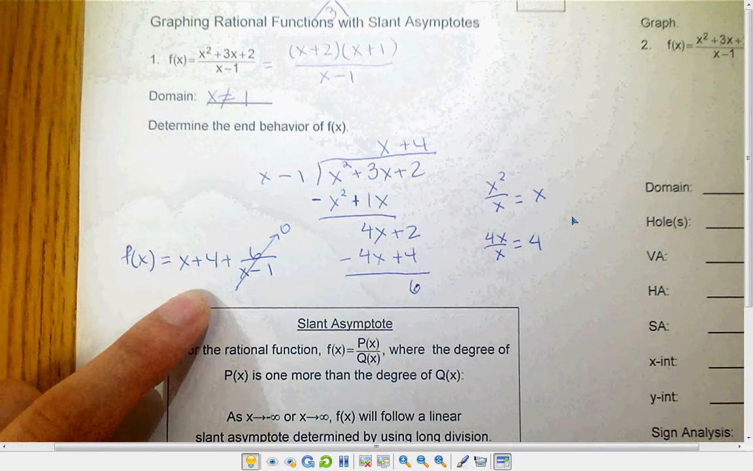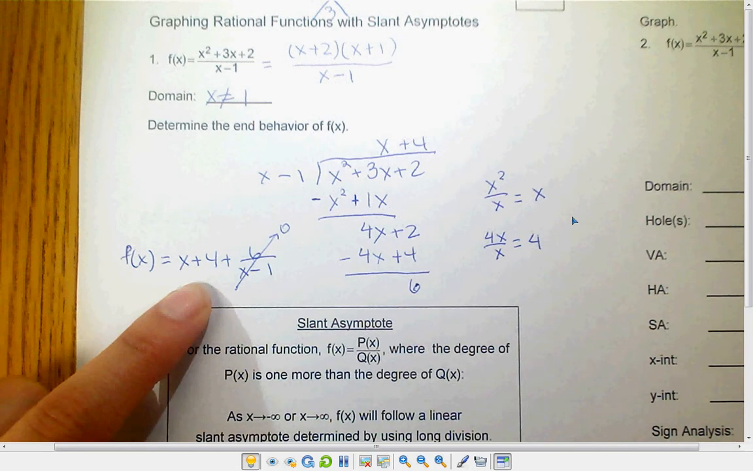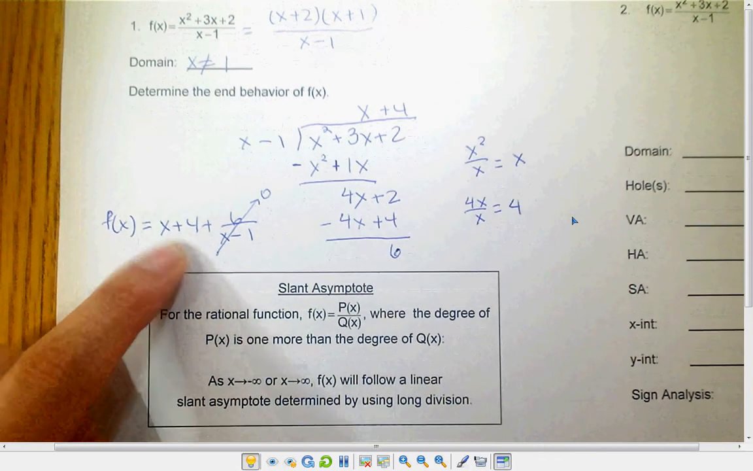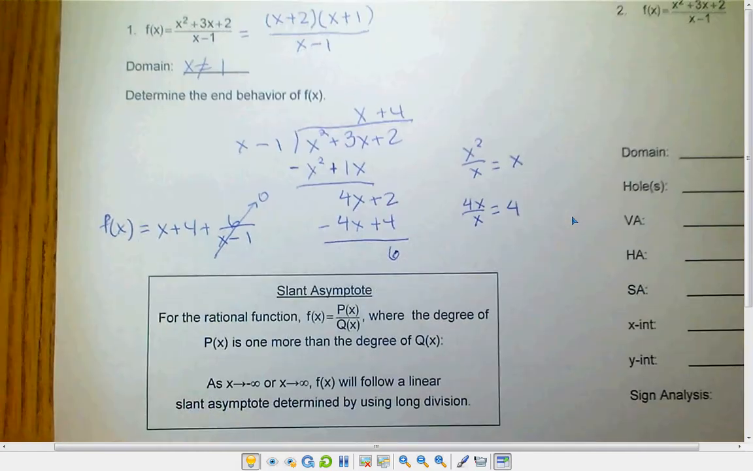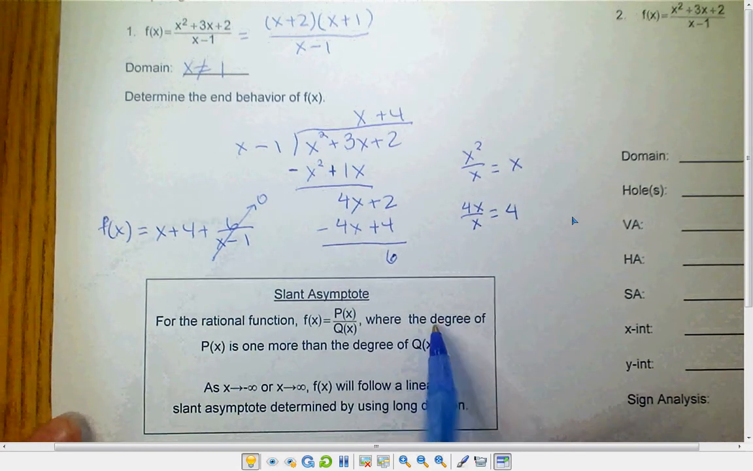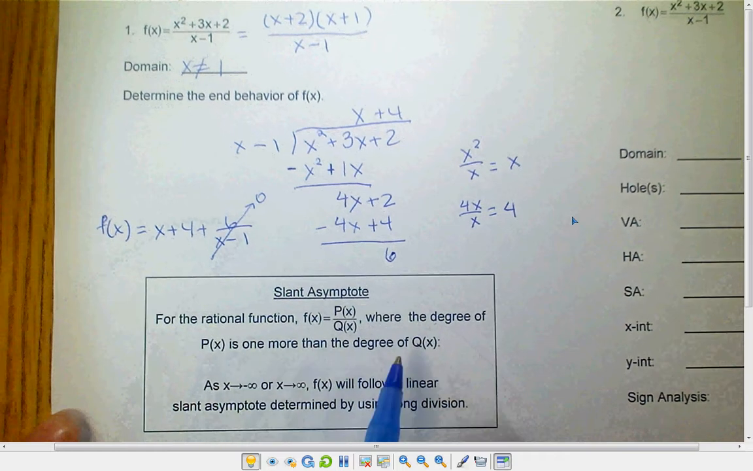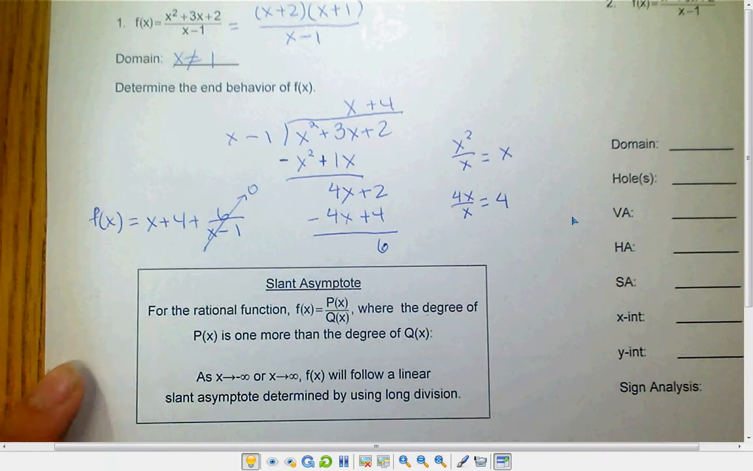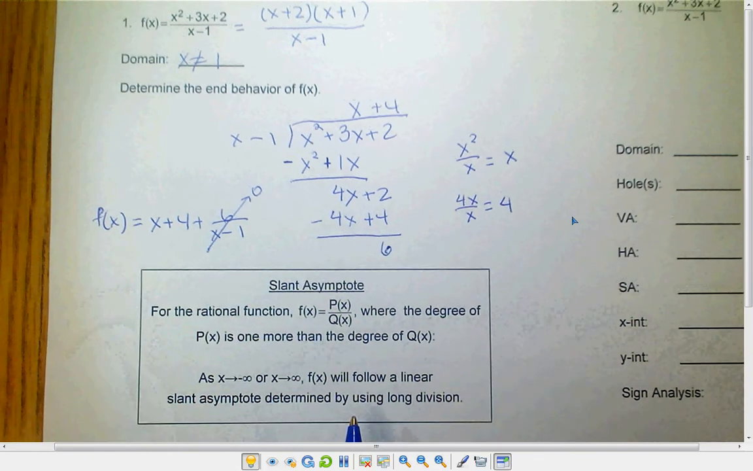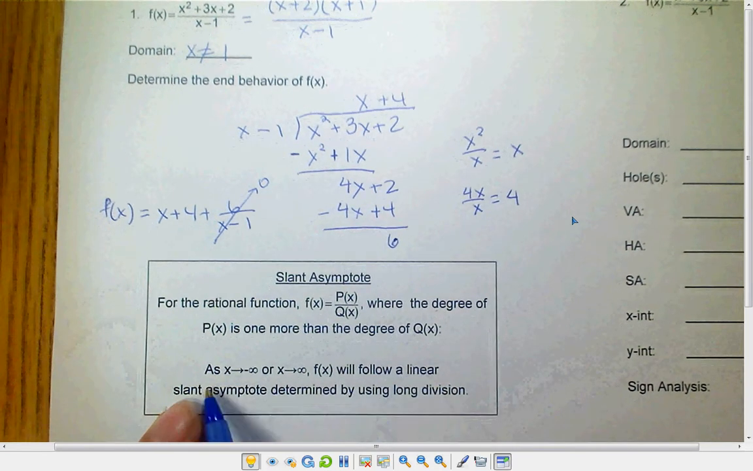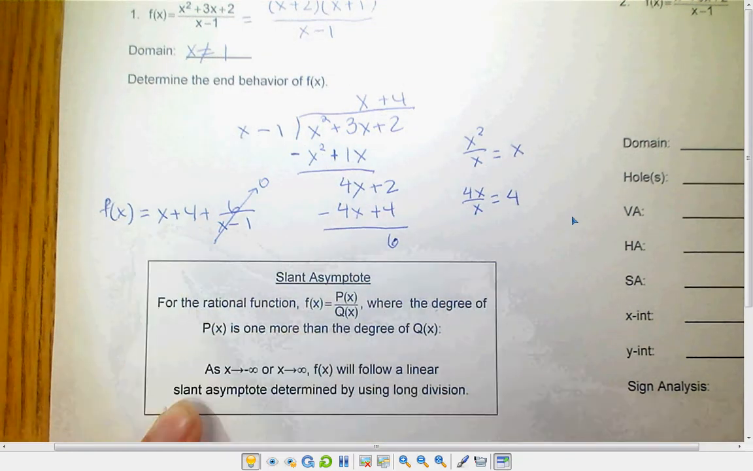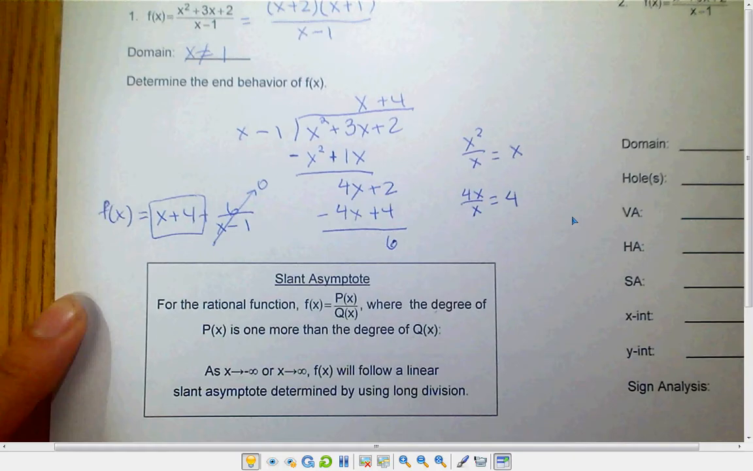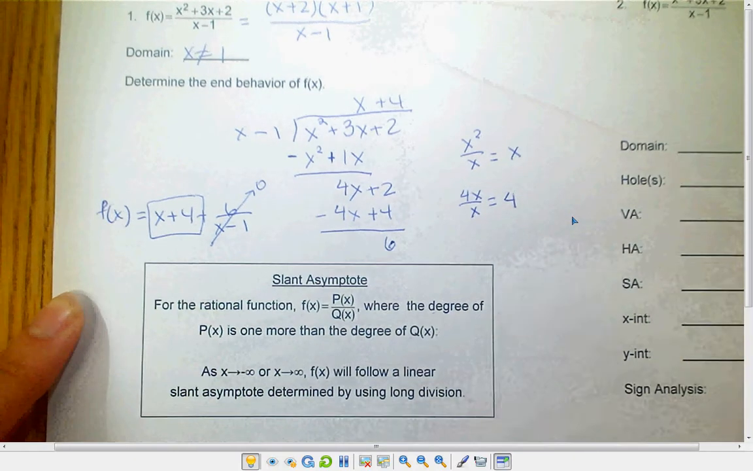Up until this point, we knew that this was not a horizontal asymptote, that a horizontal asymptote doesn't exist. But what this does give us is a slant asymptote. For all functions where the degree of the numerator is 1 more than the degree of the denominator, like this one, where the degree of x squared is 1 more than x, we will have a linear slant asymptote, because this is a line that we find by using long division. So this is my slant asymptote right there, my answer. Let's see what this looks like on a graph.